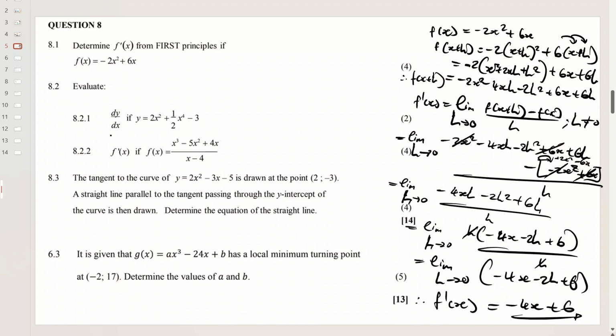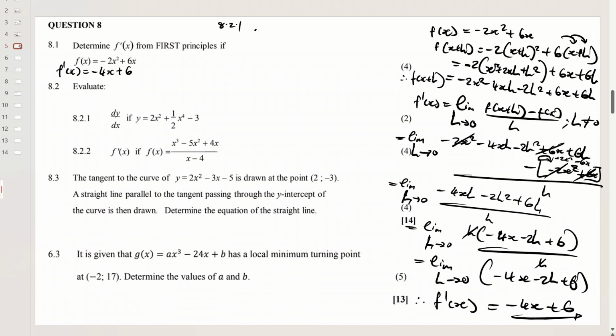So now, guys, 8.1. And then remember the derivative here, this gave us negative 4x plus 6. So 8.2, guys, can we take the derivative directly? Yes. Everything is in a standard form now.